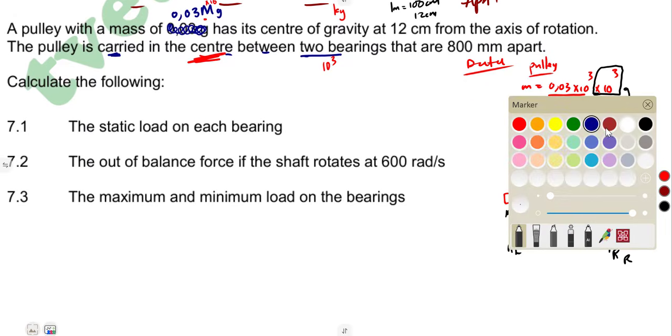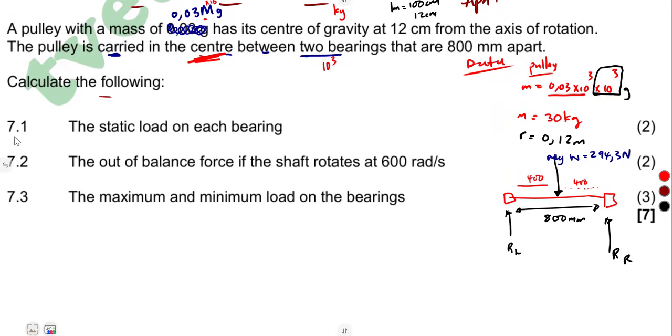So here it is now. We are now asked to calculate the following, 7.1: the static load on each bearing. The static load on each bearing, these are the reactions of the supports from the two bearings. As I said in the introduction, you can apply the moments, or you can simply apply the forces, since RL is equal to RR, it is in between.